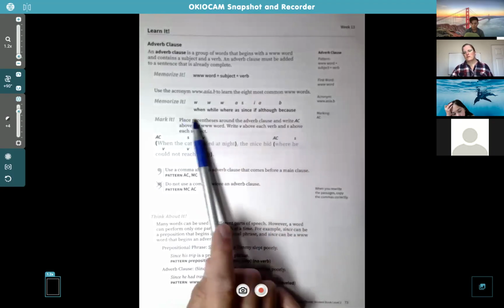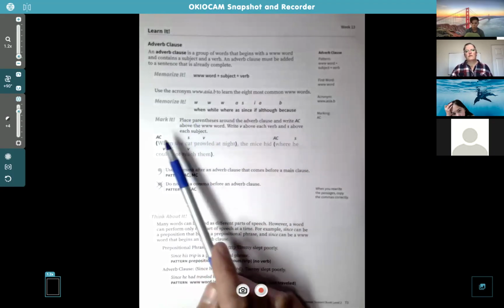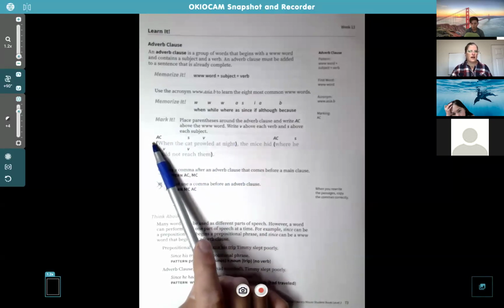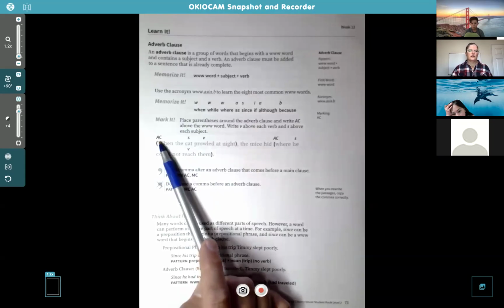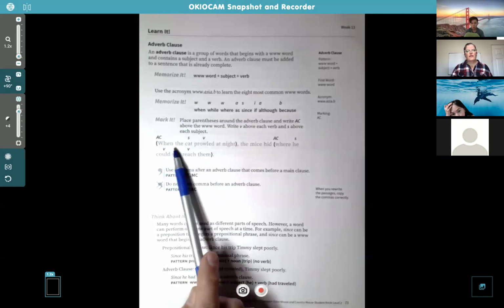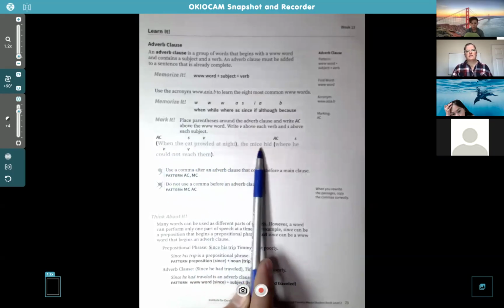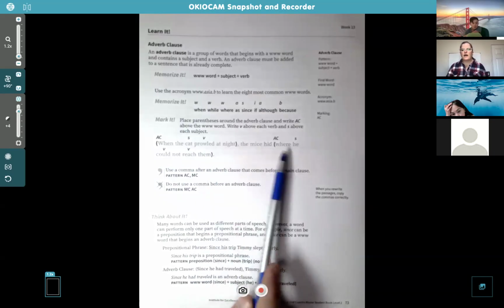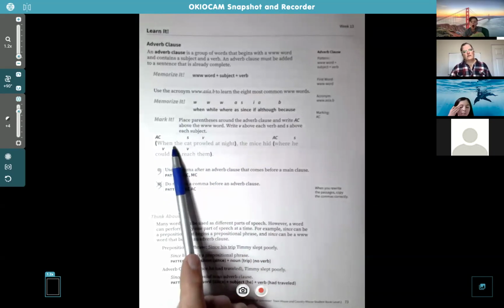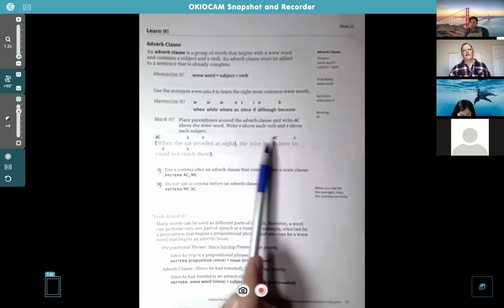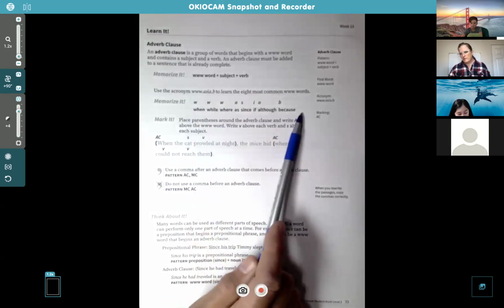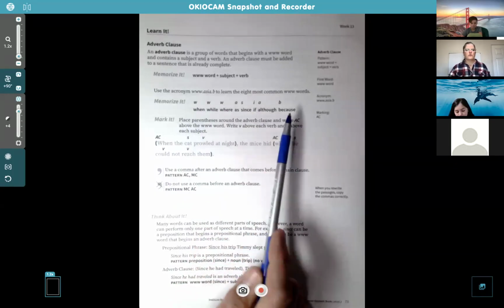It's a group of words that starts with one of these words, and you're going to mark it with parentheses like you did last year, and then you're going to label it with AC for adverb clause. We're going to start labeling them now this year in this book. So look at the example here. When the cat prowled at night, the mice hid where he could not reach them. So we have two adverb clauses here. One starts with when and one starts with where. And if you look at the W's, there's when and there's where. So that's part of that clause. It's one of those words.